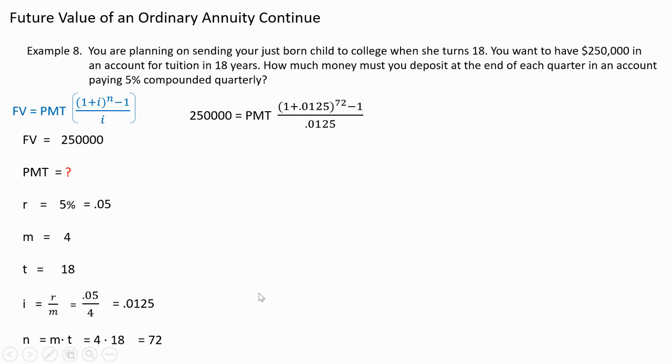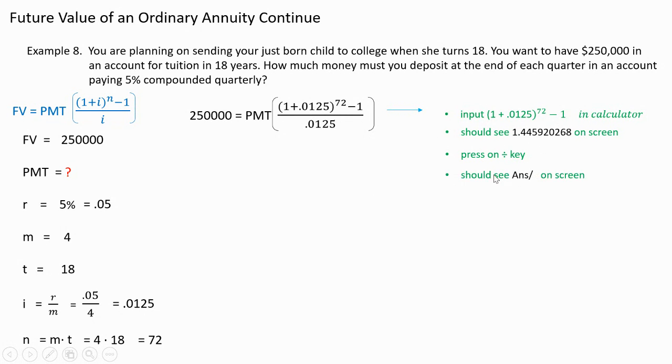So again, let's plug everything into the calculator. Right, so everything is plugged in. First, I'm going to do the numerator, write it how it is. Then you should see that in the calculator after you enter it. Then you're going to press the division. Then you should see that on the screen, the answer divided by. Then you're going to enter 0.0125. Once you enter that, this is what you should see on your screen.